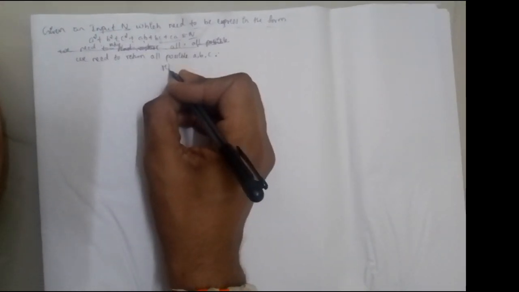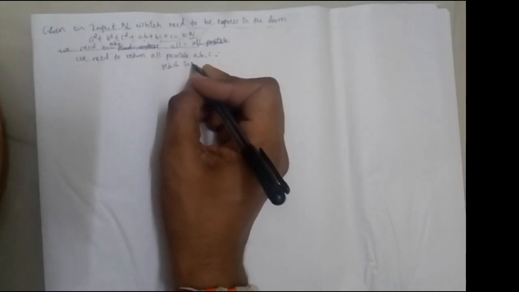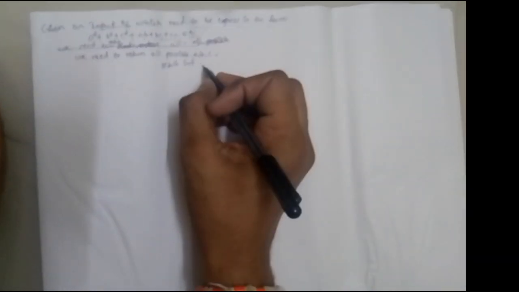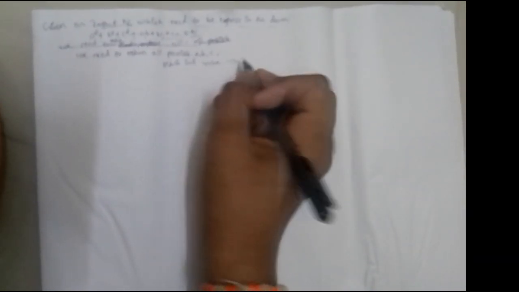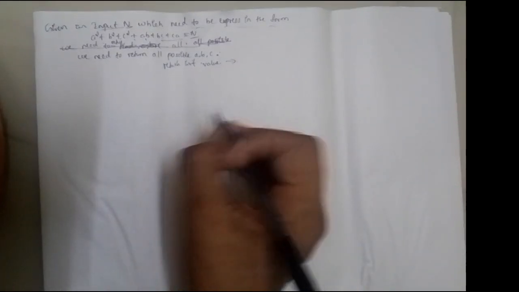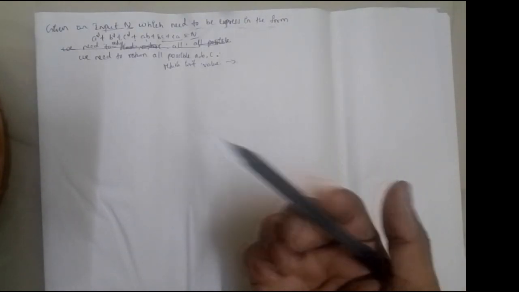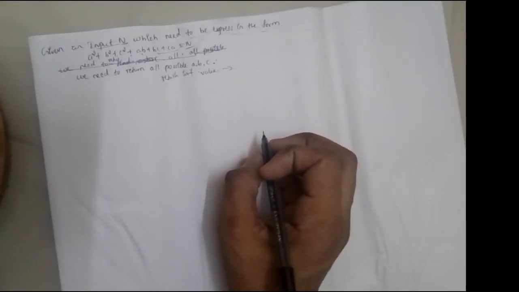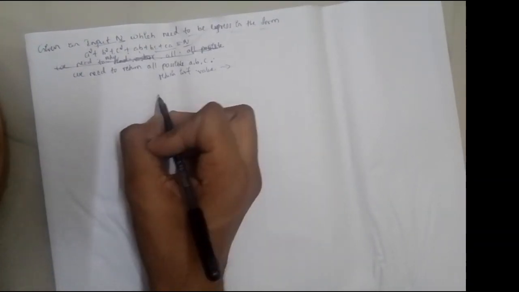So we need to return an int type value, which is the sum of all possible forms which accept that equation. So how do we calculate the sum of all possible a, b, c's? We're going to write a C function for this.